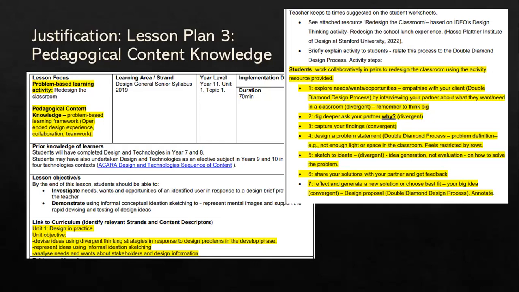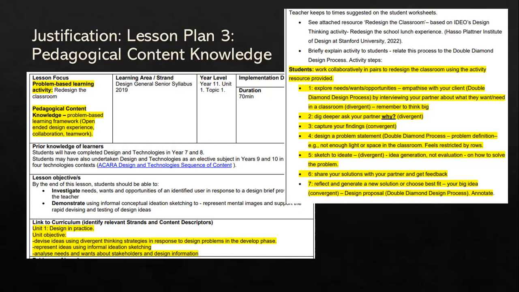Justification for Lesson Plan 3, Pedagogical Content Knowledge. Problem-based learning uses real-world settings on which to base learning and aims to develop students' collaborative and problem-solving skills. In an overview of studies examining the effectiveness of problem-based learning, Yu and Go concluded that problem-based learning is an effective teaching and learning approach, particularly when it is assessed for the maintenance of long-term knowledge and its applications.